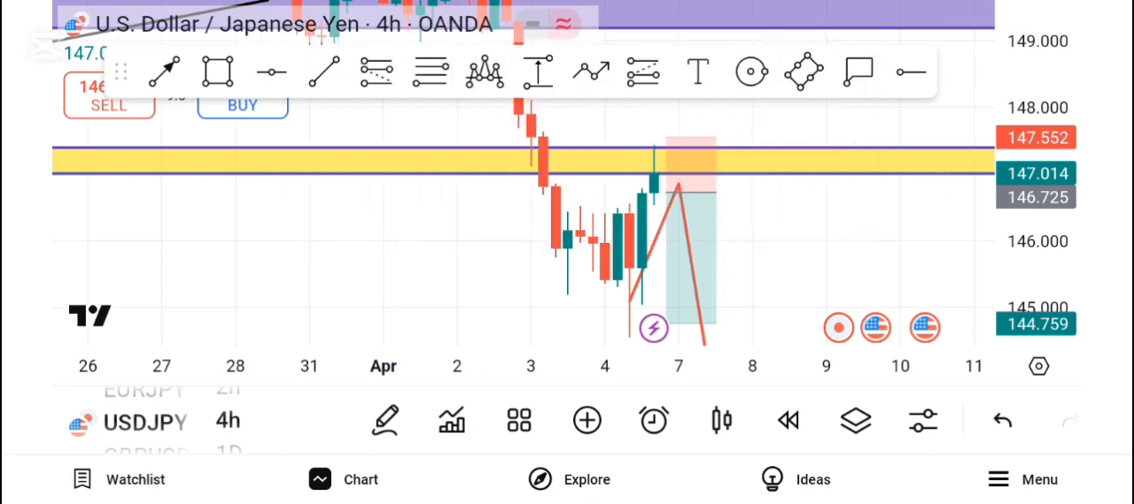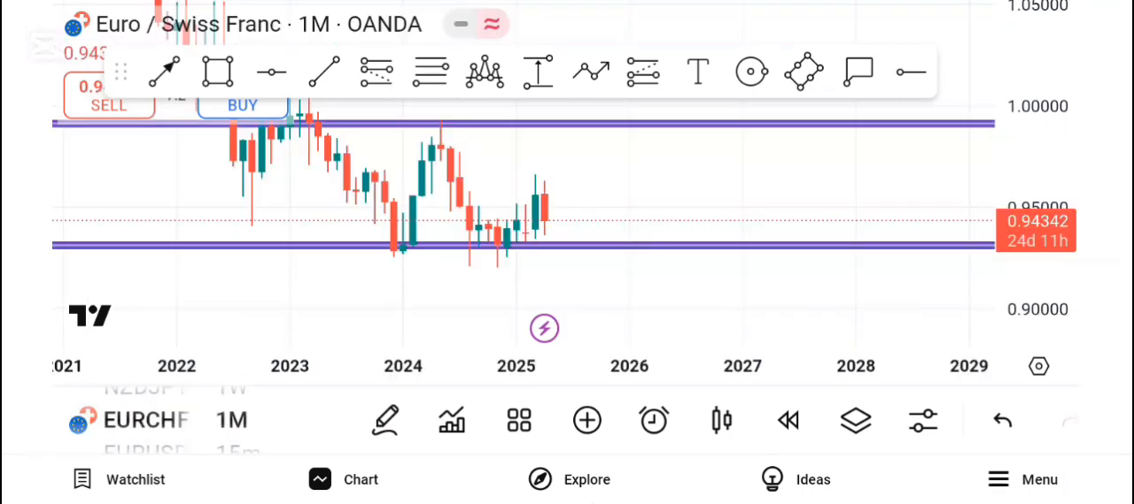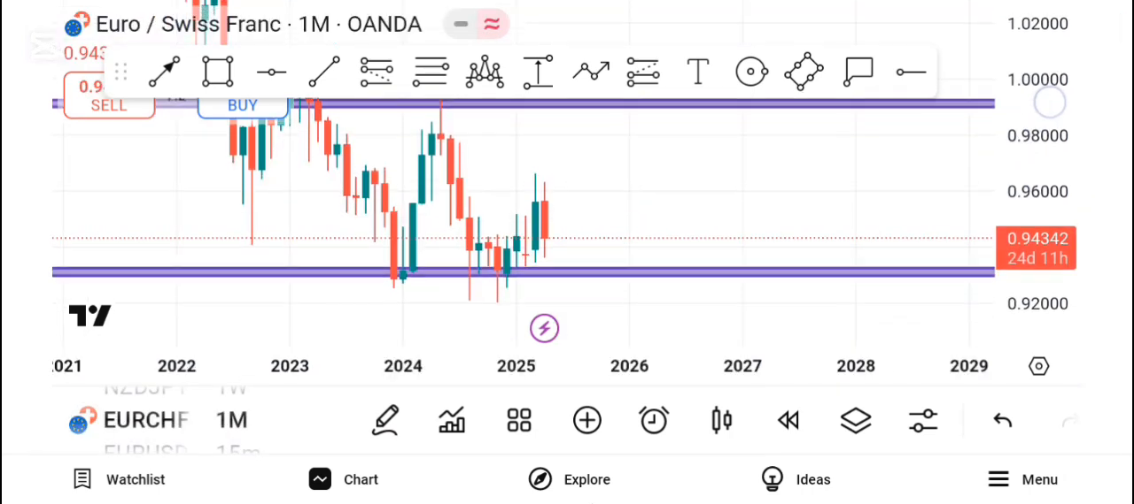So this is it for USDJPY. Let's go to the next pair. Okay guys, this is EURCHF. Let's start the analysis from the monthly time frame.